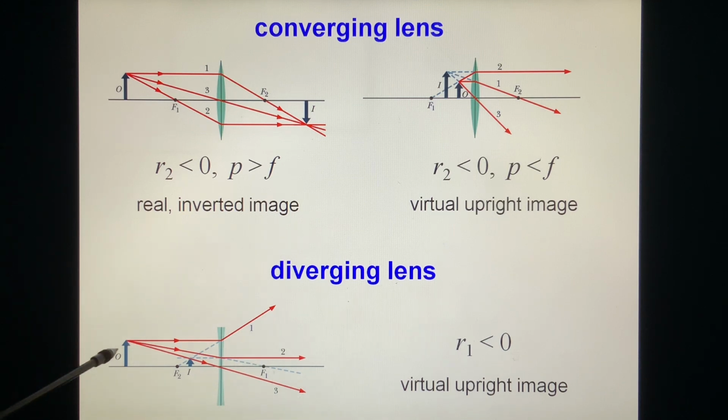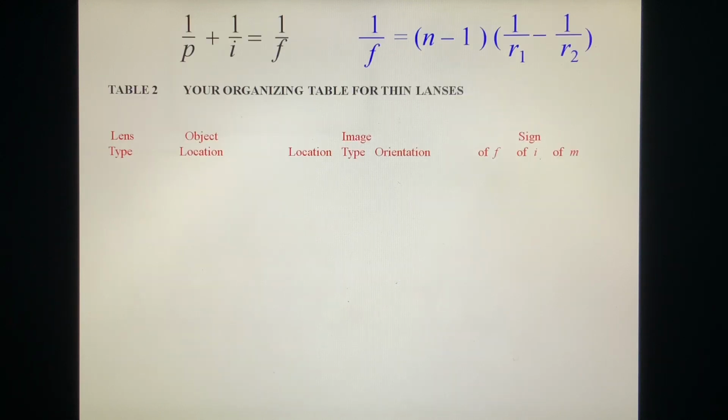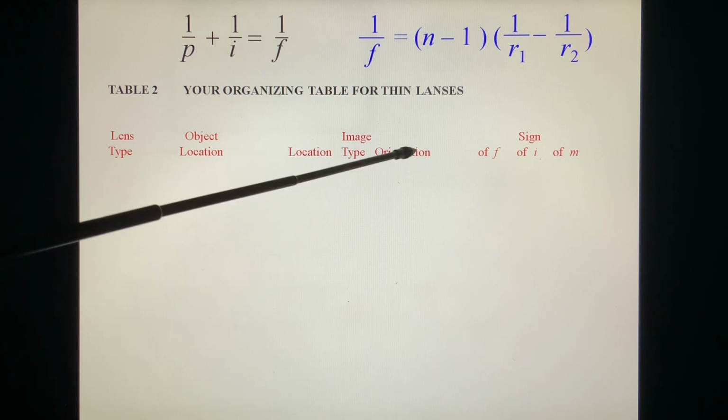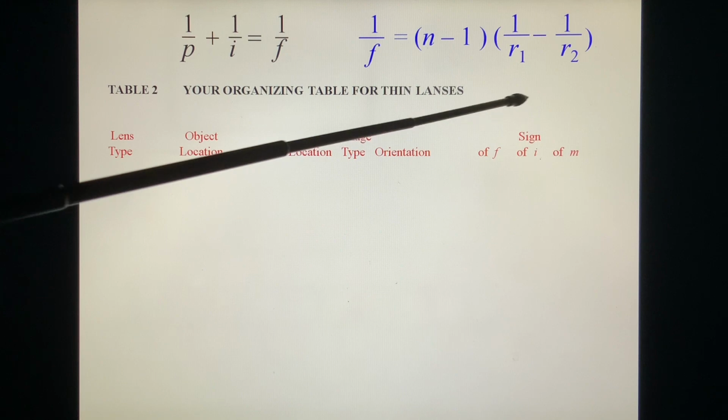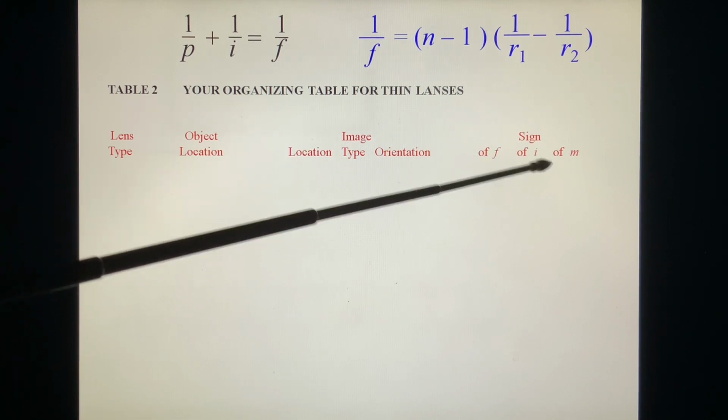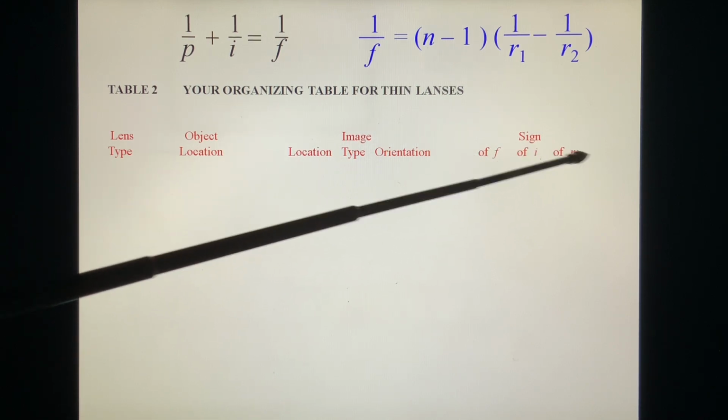Diverging lens never get a real image. Now let's summarize it. We look at the lens type, the object location, the image: real or virtual, location, orientation, and the signs of F, P, I, and M.